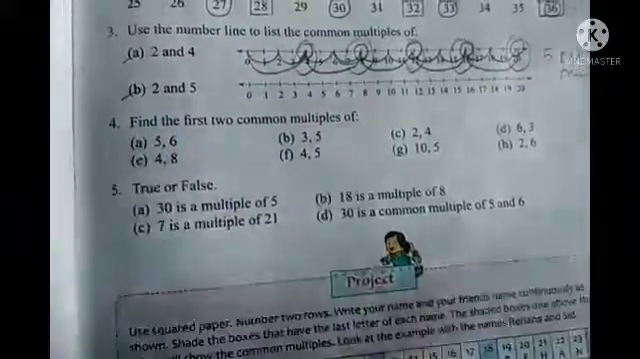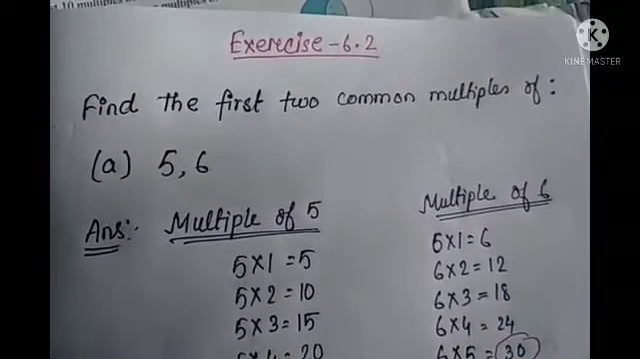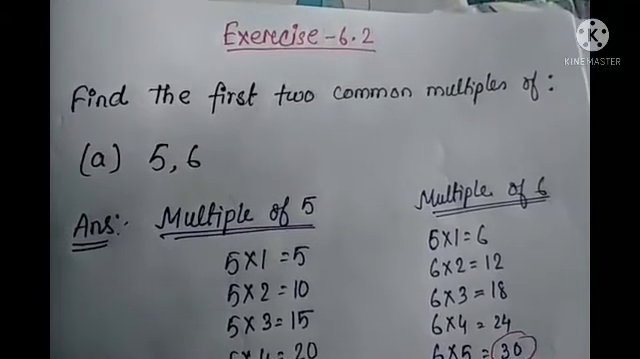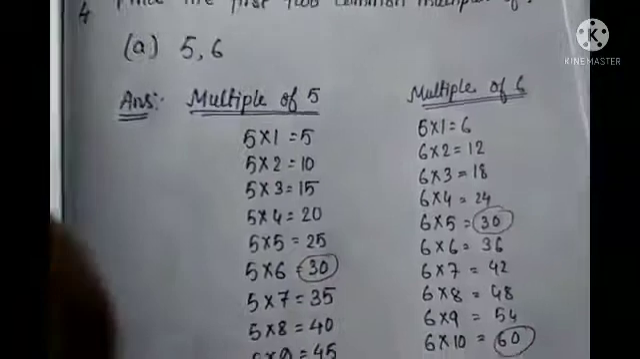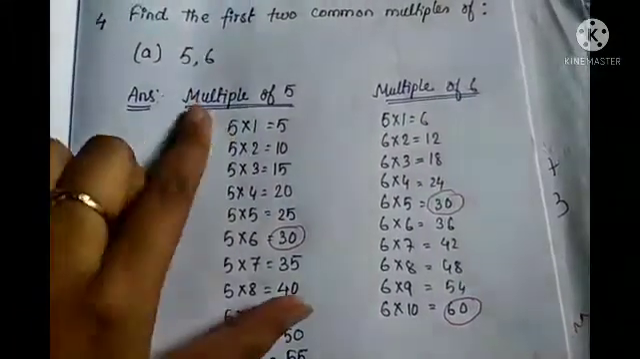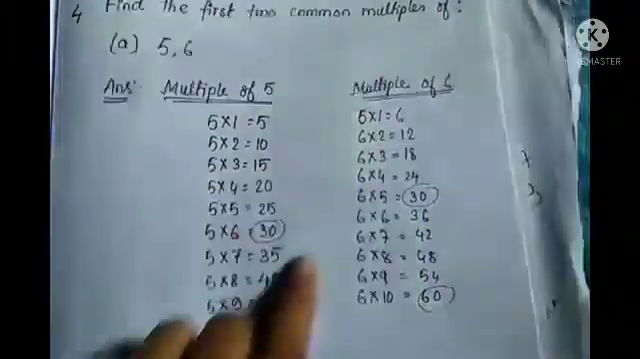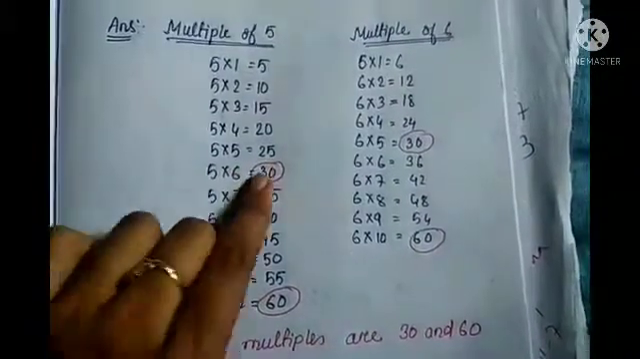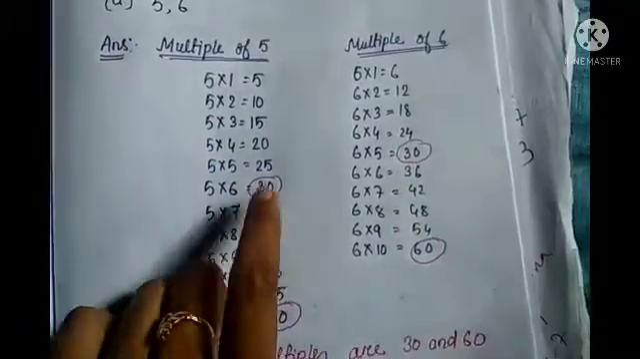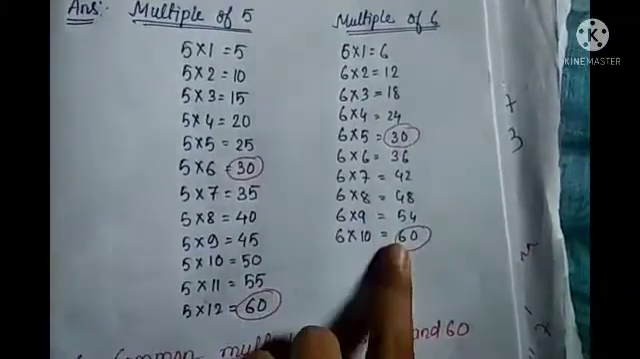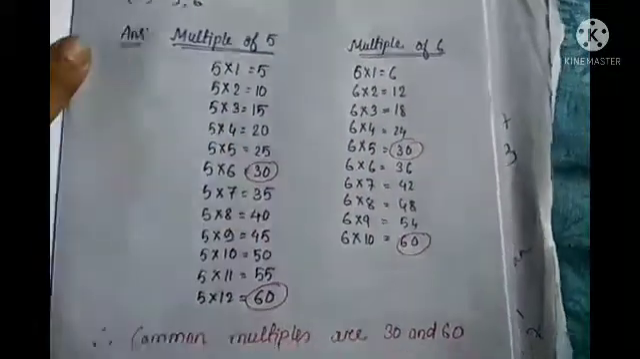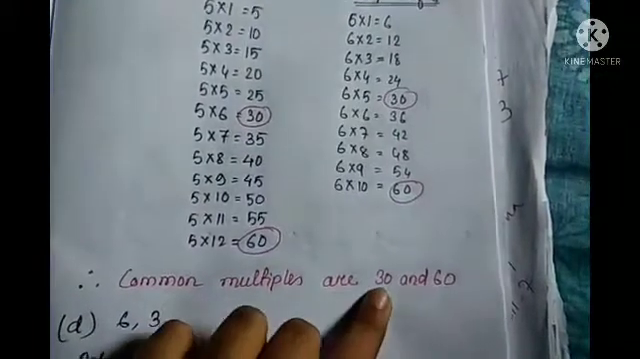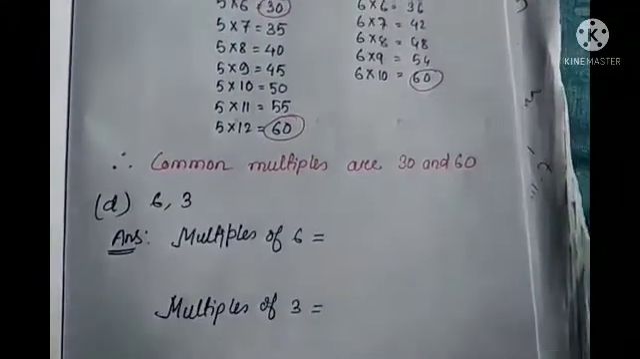Okay, now question number 4. The question is given: find the first two common multiples of 5 and 6. So in A, I am doing 5 and 6. So first of all you can see I have written the multiples of 5 and multiples of 6. Then I found the common multiple. So 30 is common here also, and 60 here also. So you can see by this way we can find out the common multiples, and at last I have written the common multiples are 30 and 60. But there are some other ways also.